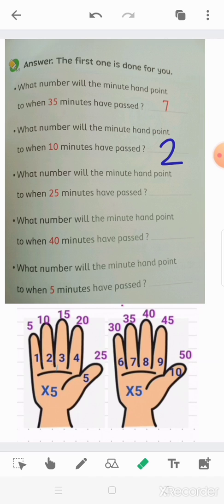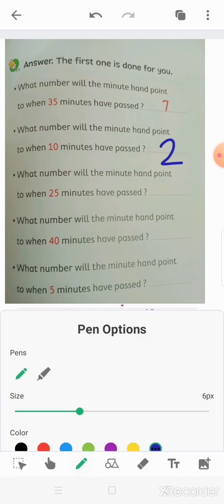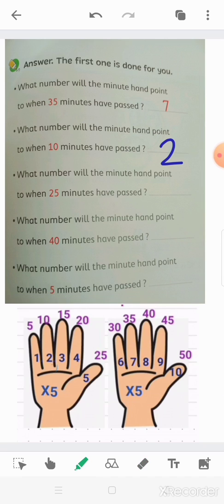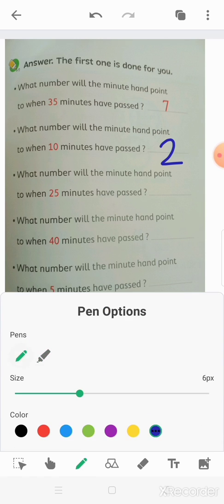One more time. We have here 25 minutes have passed. Let's sing until we reach 25. 5, 10, 15, 20, 25. Stop. How many fingers have we got? It's 5. So the answer will be 5.